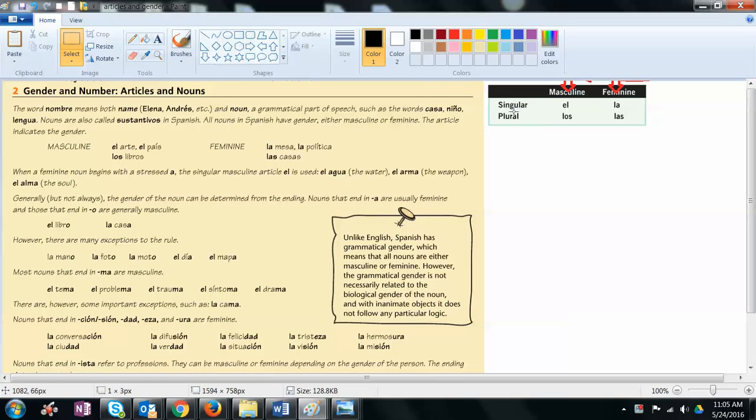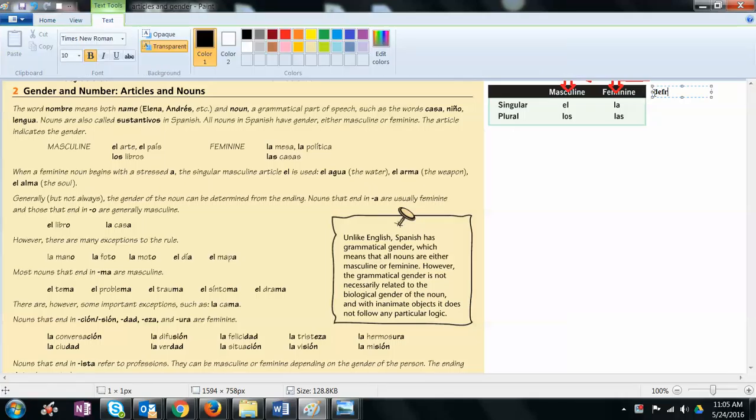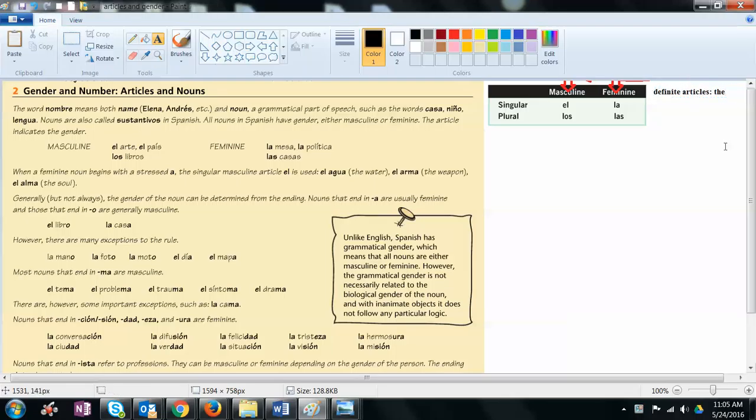For example, these are your definite articles. And definite articles are the. Okay, and in English we have the book, the teacher, the desk, it's just the. In Spanish we actually have four. You have a singular masculine the, which is el, a singular feminine the, which is la, a plural masculine the, which is los, and a plural feminine the, which is las.